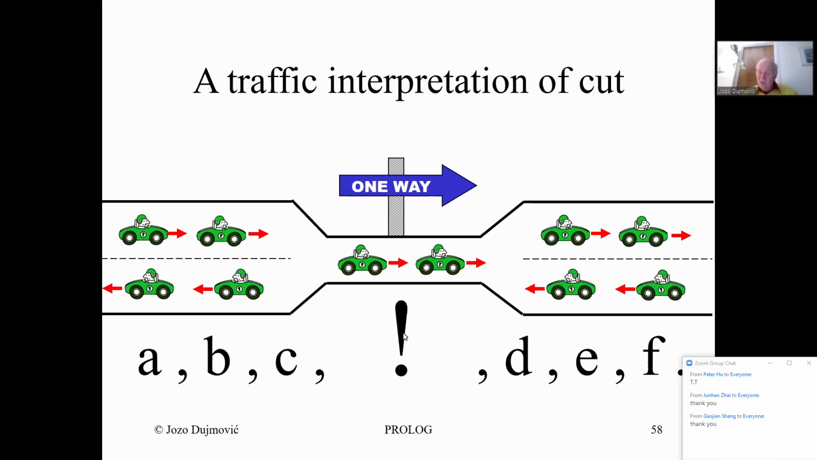This is the fence that is not permitting you to go back. Therefore, you have A, B, C, and then you have cut and D, E, F. Okay, and therefore, the cut is using the first combination that is satisfied with A, B, C, and then is backtracking through D, E, F. This is the commitment that we have, and we cannot go and find any other combination of A, B, C.